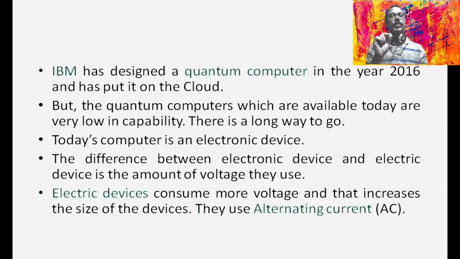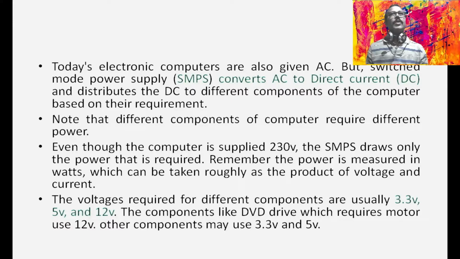Electric devices are based on AC. Electronic devices are based on DC. Of course, you will be supplying only AC. If you look at the backside of a computer, you will be taking a plug and inserting it into the socket there. That plug will have a cable connected to your power connection. So basically you are supplying only AC.